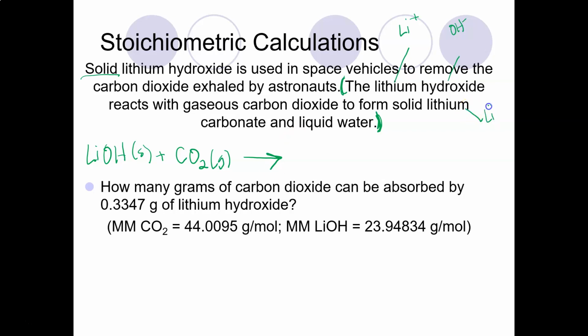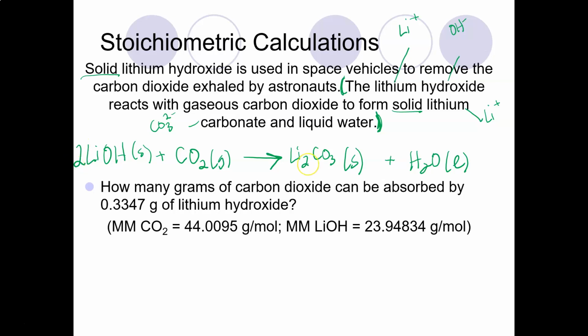So lithium is Li in group 1, so +1 charge. Carbonate is CO3 polyatomic ion, -2. When I put that together, it's going to take 2 lithiums to cancel out the 1 carbonate. And that's a solid because it says so. And liquid water, so H2O, liquid. Now looking at this, does it look balanced? Well, the lithiums definitely are not. There's 2 lithiums on the right and 1 lithium on the left, so I'm going to start by doing a 2 right here.